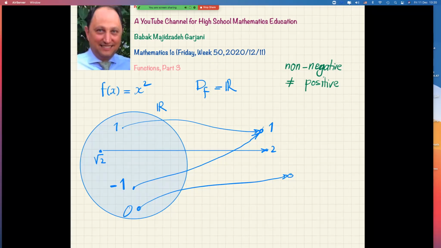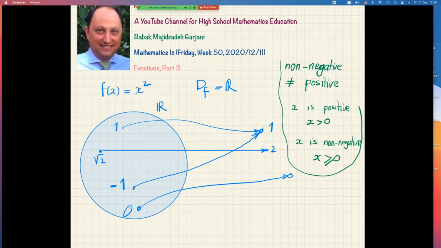So when I say x is positive, this English sentence should be written in symbols like this. But when I say x is non-negative, this in mathematics is written in this form: x greater than or equal to 0. So just respect this also. This is also good that you asked about.